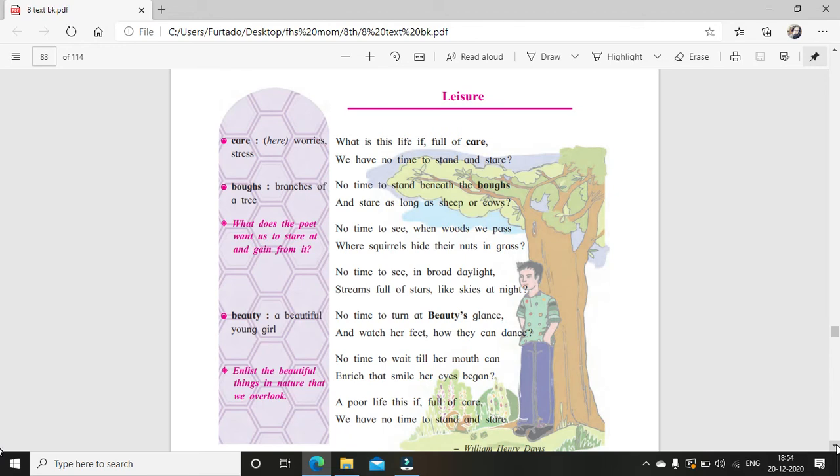Okay, next. We have no time to stand and stare. Here the letter S is repeated for poetic effect, so alliteration.